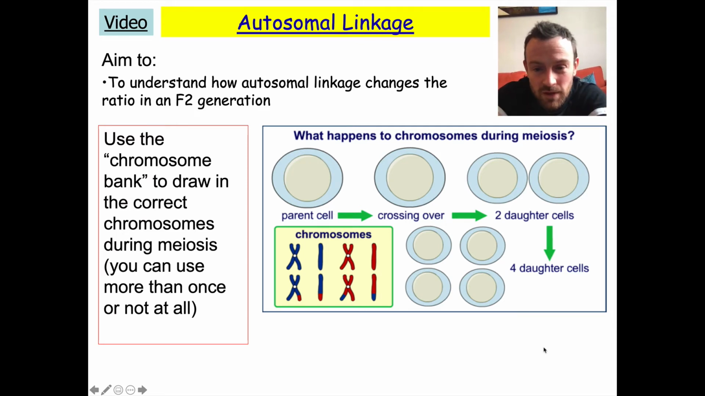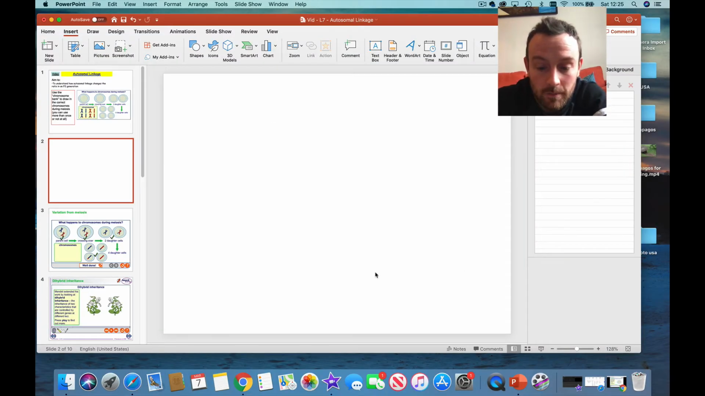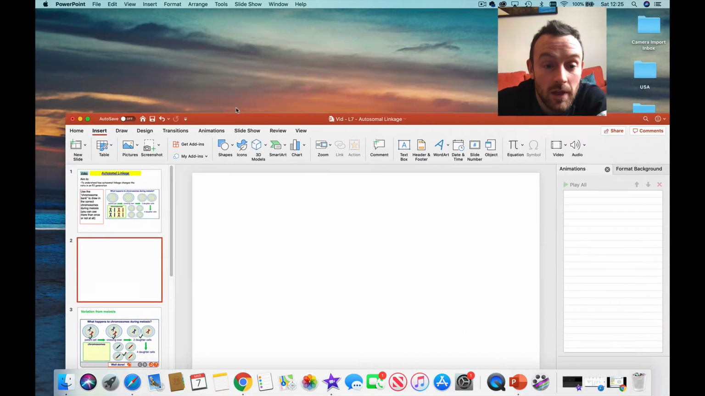So first of all, see if you can remember what happens to the chromosomes during meiosis. Using this chromosome bank down here, see if you can remember where you would put the different pictures of the chromosomes in the different daughter cells. You can pause the video, have a think about it, and come back in a second. Okay, so hopefully you had a little go at that.